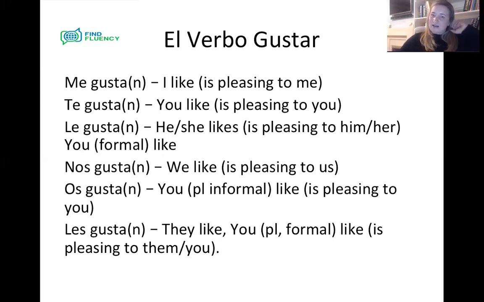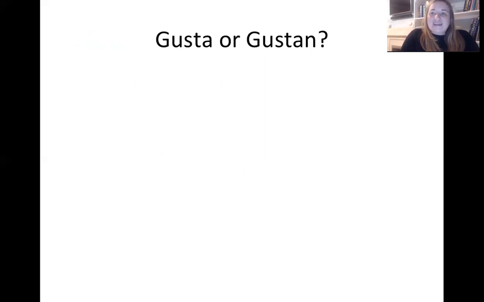Now, if it's followed by an action, you use the singular version. So you always use me gusta if it's followed by an action or a verb, okay? So gusta is for singular nouns or verbs, infinitives, actions. And gustan is for plural nouns. So if that's all that you remember from this lesson, then that's really good. And that's actually probably more than what you knew before you started watching the lesson, okay?